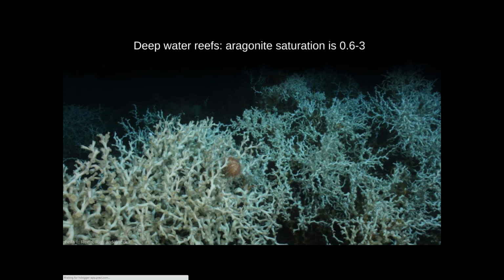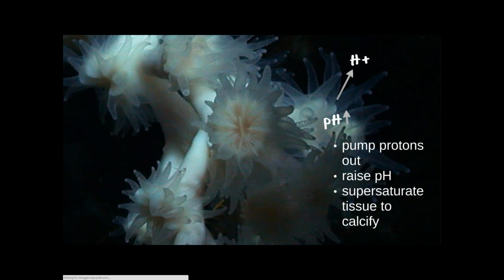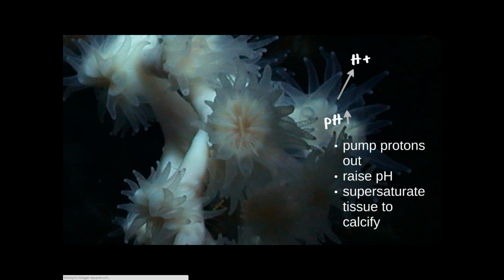So I told you that we would expect aragonite to dissolve below a value of 1. So our first question, obviously, is how are they surviving below the value of 1? So it's important to remember, first of all, that all coral skeleton is covered by a thin layer of tissue. And so the skeleton itself is not necessarily experiencing the same conditions as seawater.